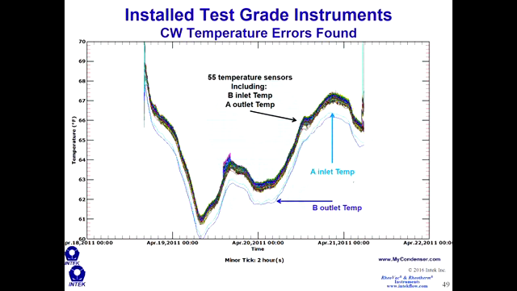The other issue is that their cooling water inlet and outlet temperatures were skewed. At this particular plant, we had installed 55 test grade temperature sensors, and we'll talk about where those were installed probably tomorrow. You can see here that their station original equipment was far from accurate. We had both an A inlet and a B outlet temperature reporting a value almost a degree off of the true value, which is a pretty big error.